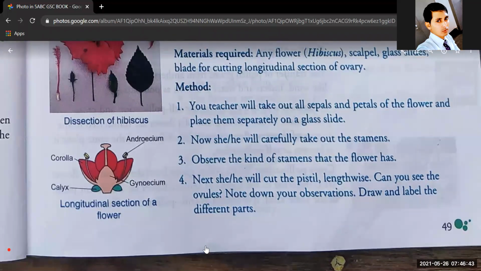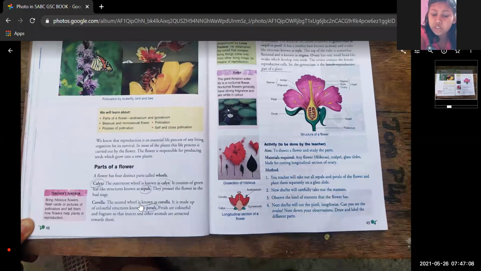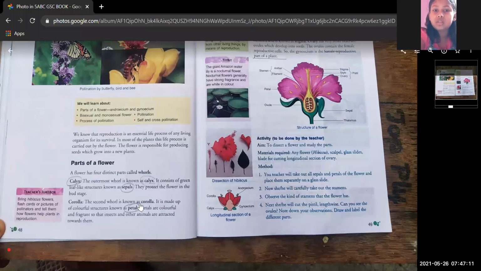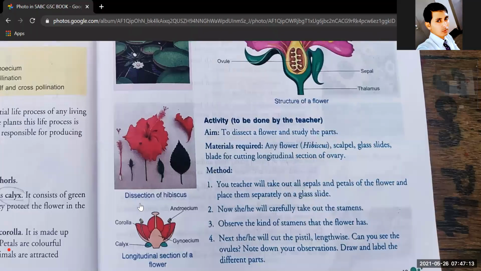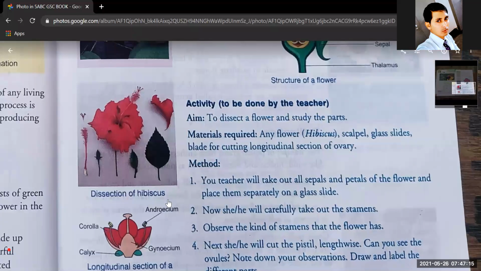So actually when school reopens, I will show you this activity in the class. And here it is given, the dissection of hibiscus and longitudinal section of a flower: calyx, gynecium, androsium, and corolla. Sir, what is the meaning of longitudinal? Longitudinal means this way of cutting the flower.